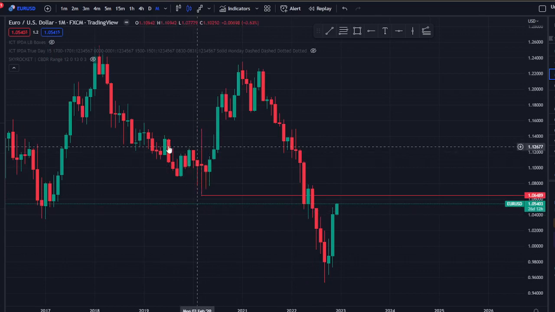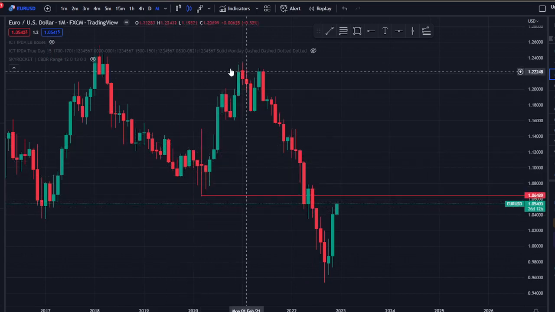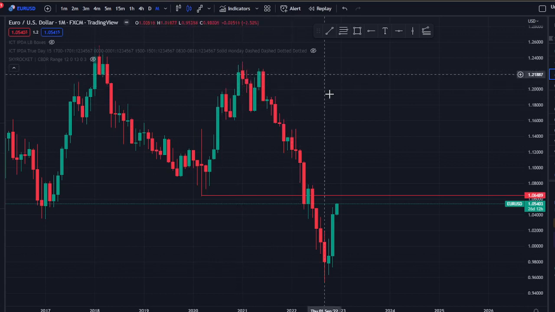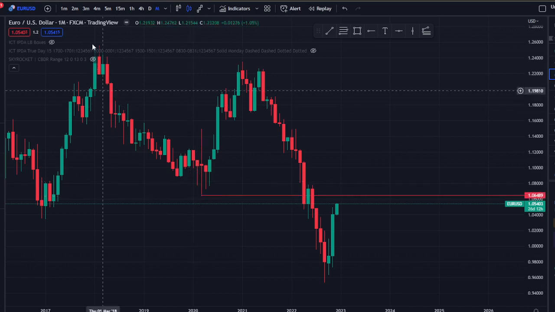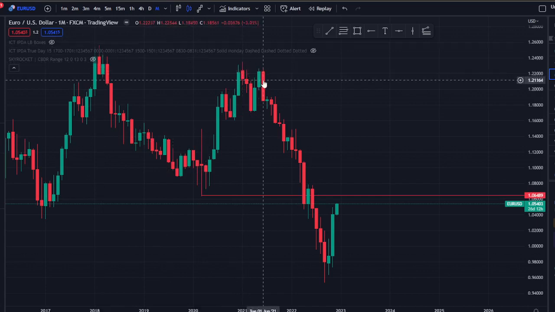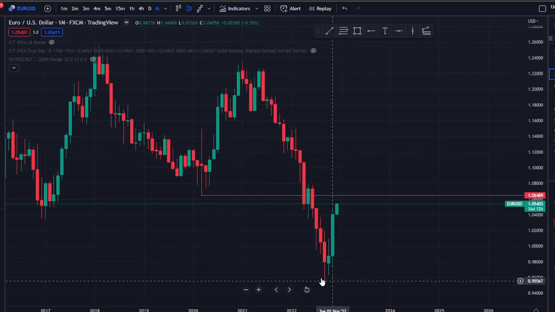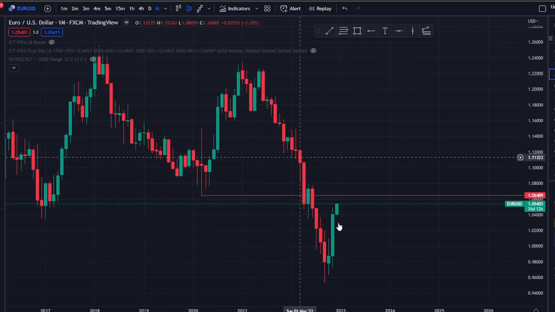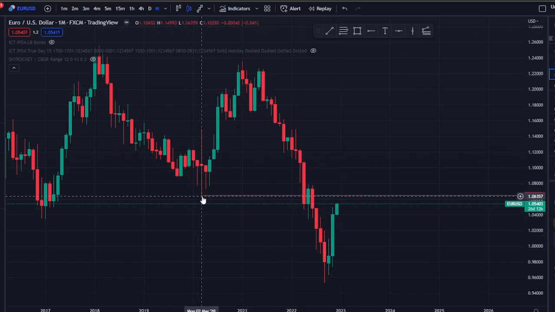Now this is a mitigation block. So low. This didn't break this high, so it's not a breaker. It's a mitigation block. So the framework and the way I understand it is that, let's say institutions went long here, expecting higher prices, but they didn't really get higher prices. Markets didn't take out this high, and markets tanked from there on.